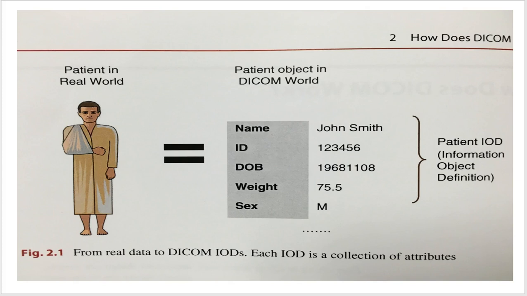So here's a better representation from the book. You have this patient in the real world, and he's a patient, and I don't know why he has this brown stain all over his gown, but he obviously has some sort of shoulder injury. So in DICOM, he is John Smith. His medical ID number is 123456. His date of birth is 1968, November 8th. He weighs 75.5 kilograms, and his sex is male. So all that information about him from the real world is translated into this data, and it becomes the patient information object definition.